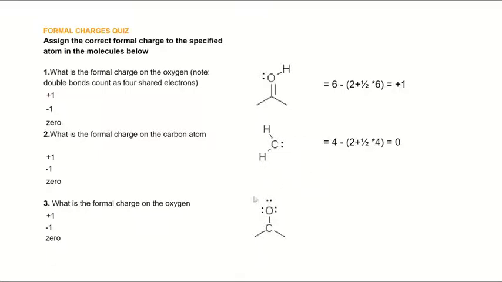Now let's take a look at number 3. What is the formal charge on the oxygen here? Oxygen has 6 valence electrons minus 6 lone electrons here. 1, 2, 3 times 2 is 6. 2, 4, 6. Plus 1/2, right here we just have 2 bonding electrons. So 1/2 times 2 is 1, plus 6 is 7. 6 minus 7 is -1. So oxygen in this case has a -1 formal charge.